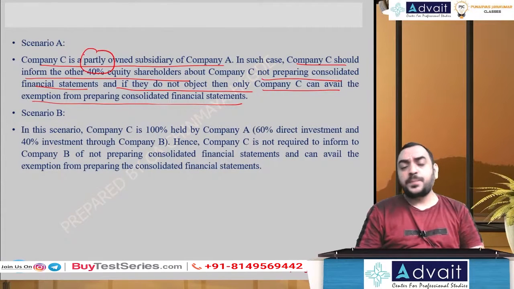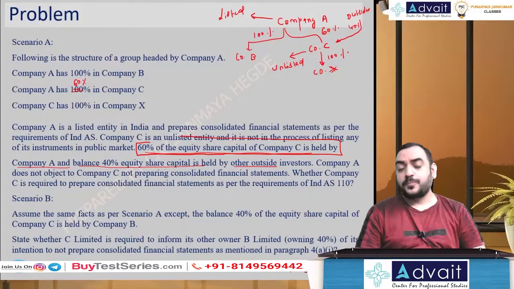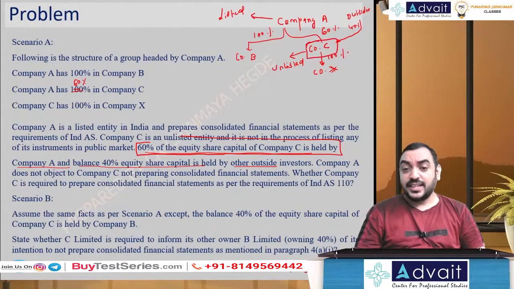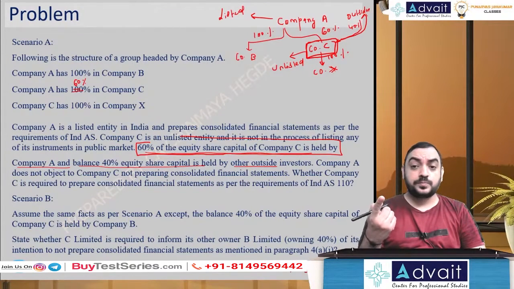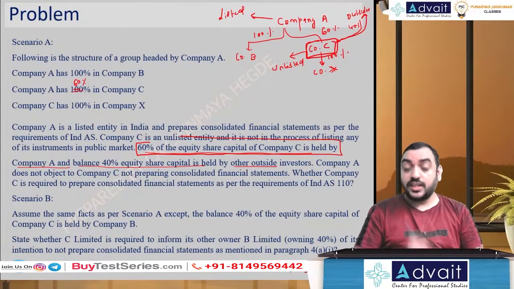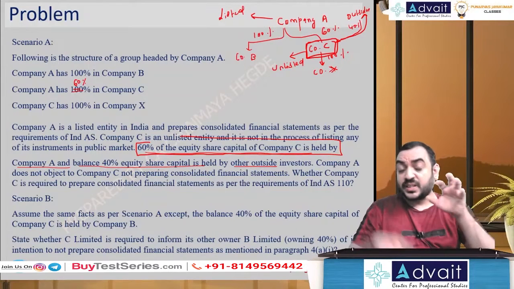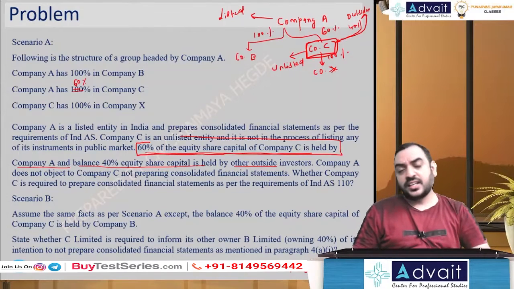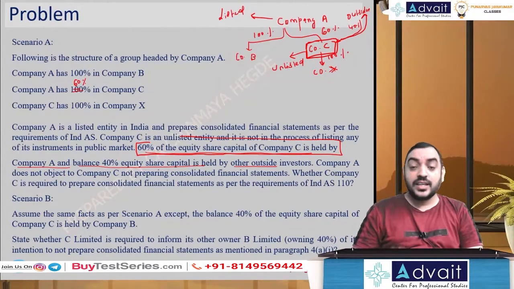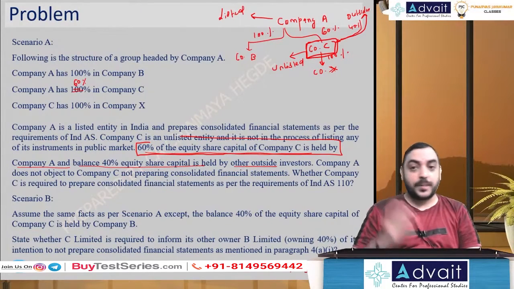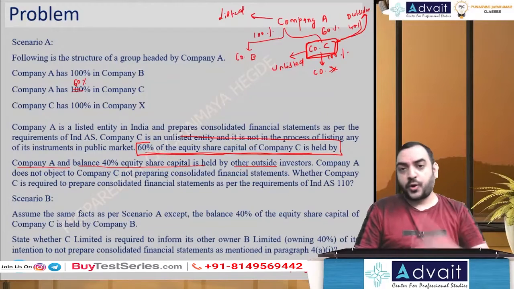If it is a fully owned subsidiary, it is under your control, you can decide. Company C need not prepare. But here company C is also owned 40% by outsiders. Company A has a 60% controlling stake, but still you have to inform outsiders that company C is not preparing consolidated financial statements. If they're okay with it, then company C is exempted. This is from the Ind AS 110 point of view, not the Companies Act point of view, because the Companies Act says otherwise. That point we are not discussing.